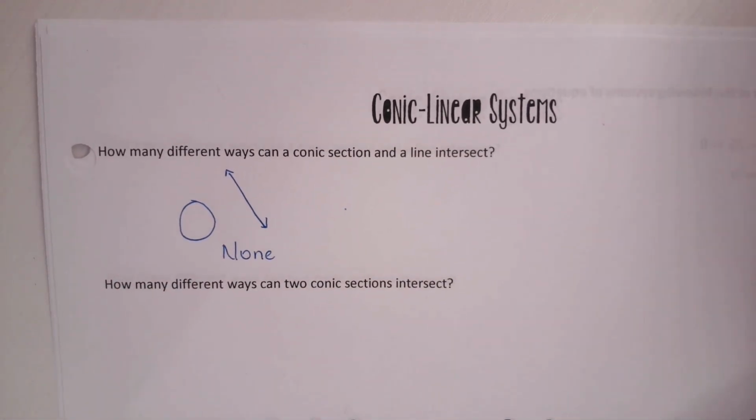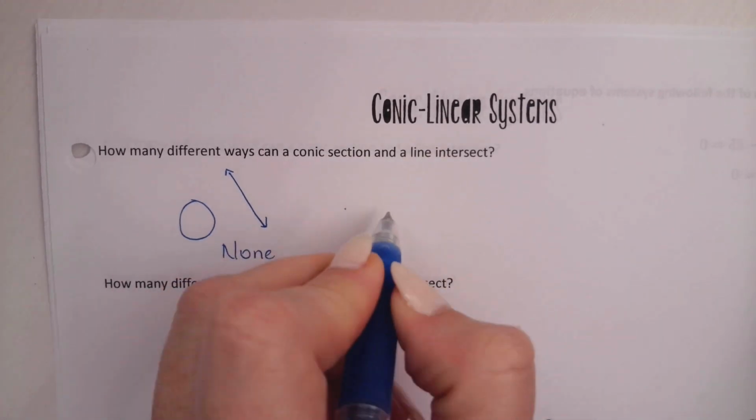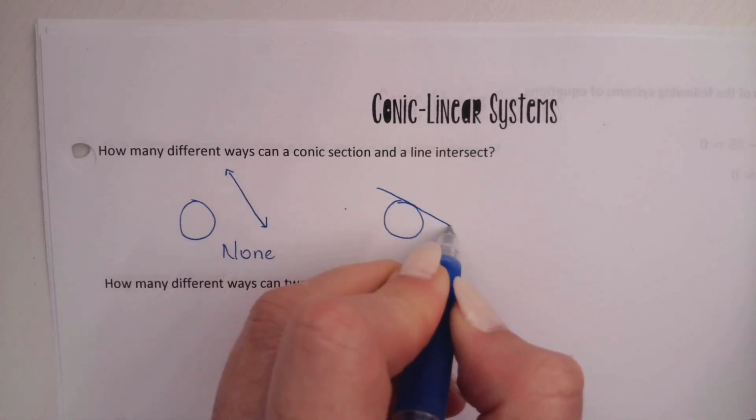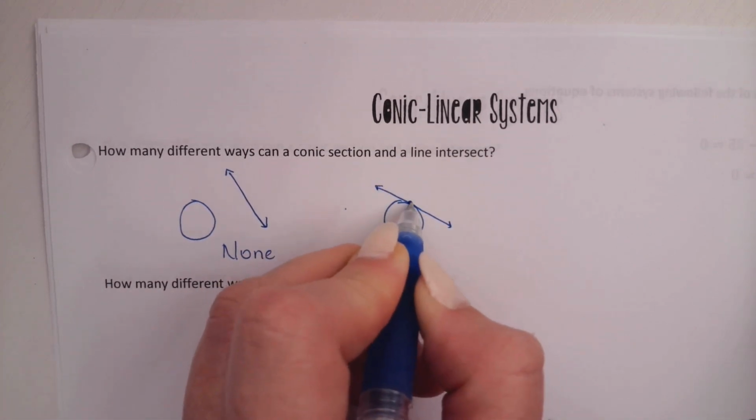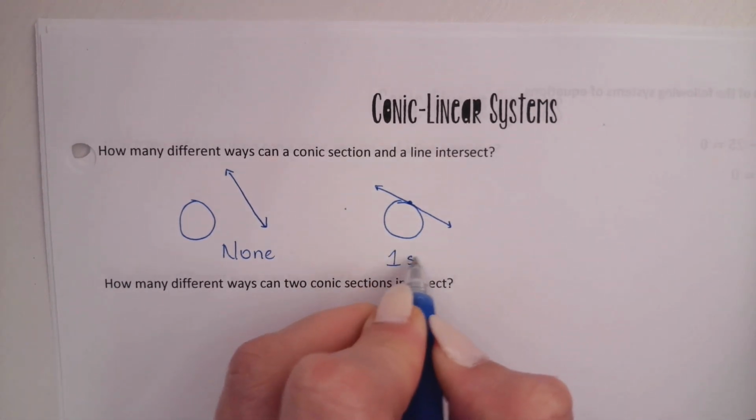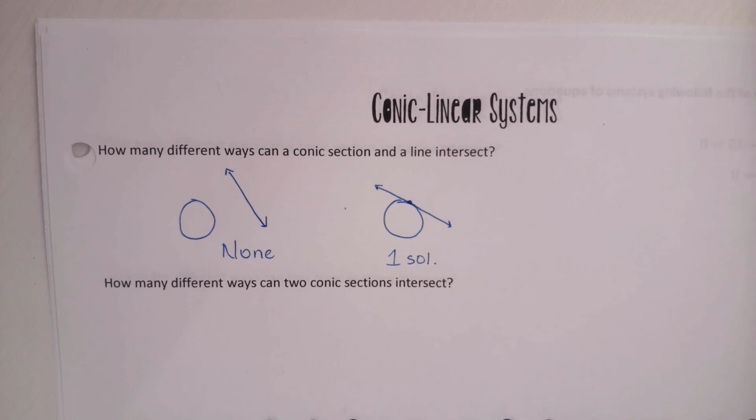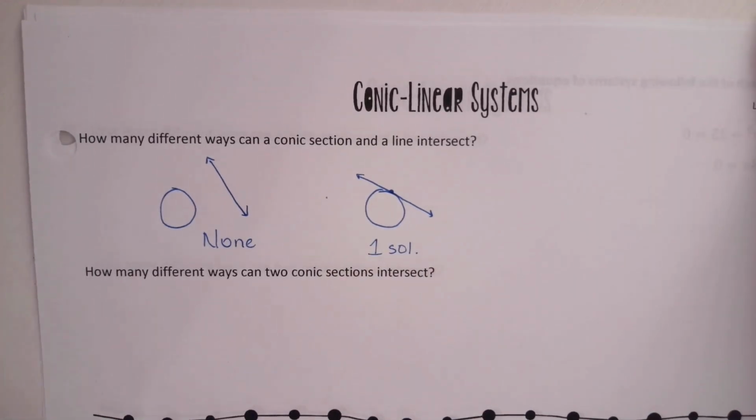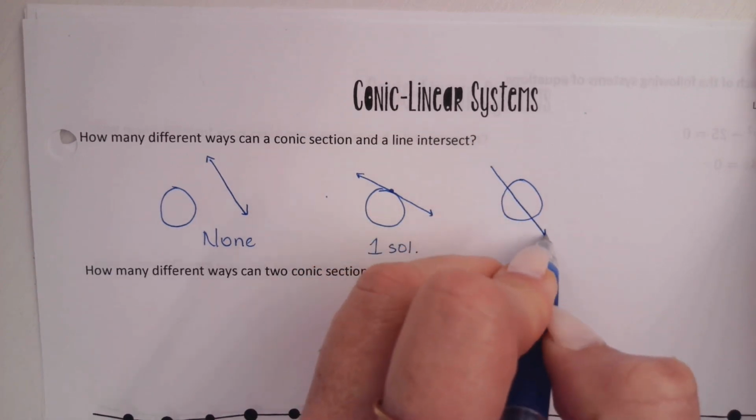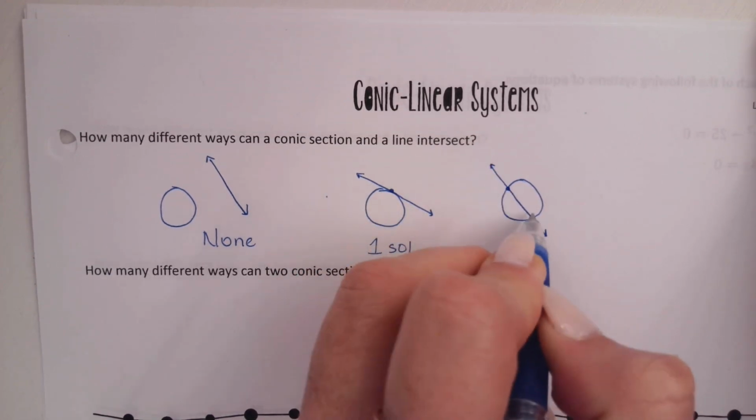Good. Do we think it's possible to get one solution? It is possible. Yes, it'll just touch it on the side. It'll be tangent to it, is what that's called. So say we have a circle, and our line is over here, and we have that one intersection point. That would have one solution. And then, obviously, if you have a circle and a line that passes through it, that could have two solutions.